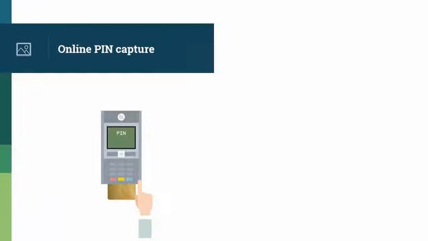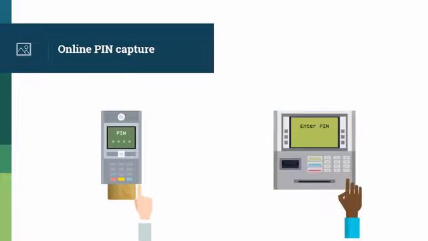The first step for using online PIN is for the PIN to be captured. This can be done on a POS device by typing the PIN on a PIN entry device, or PED. And it can also be done on an ATM.